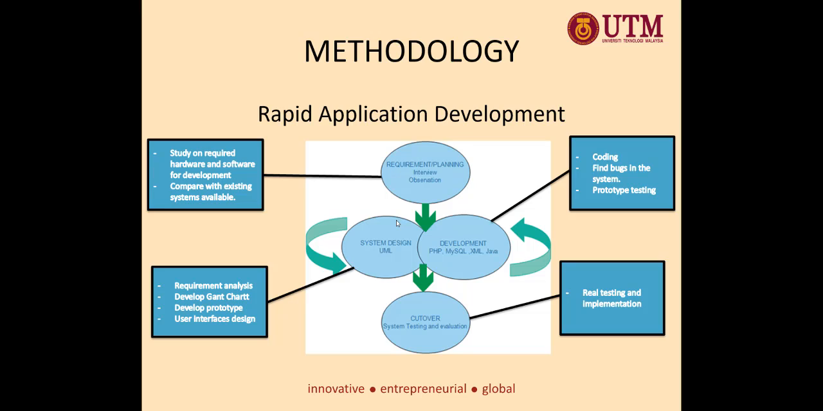So next is the methodology. As for this project, I used the rapid application development methodology. The first phase is the requirement planning phase. This phase is used to study the required hardware and software for the development, and also compare with existing systems available. Next, we have the system design, where I have done the requirement analysis, developed a Gantt chart, developed a prototype, as well as the user interface design.